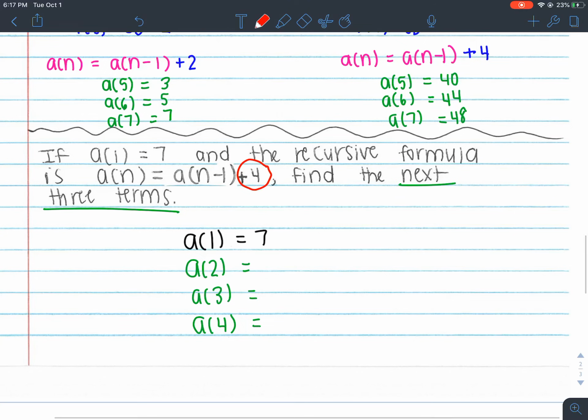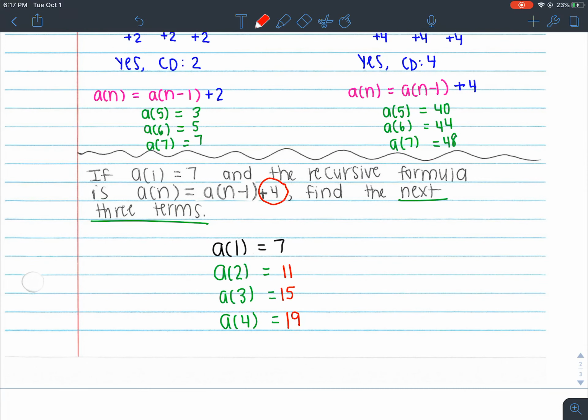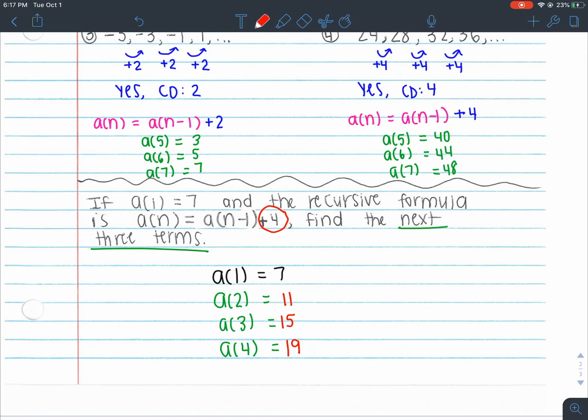So 7 plus 4 gives me 11. 11 plus 4 gives me 15. And then 15 plus 4 is 19. And that's all I have to do. So you just basically have to understand what function notation means and what the sequence wants you to do.